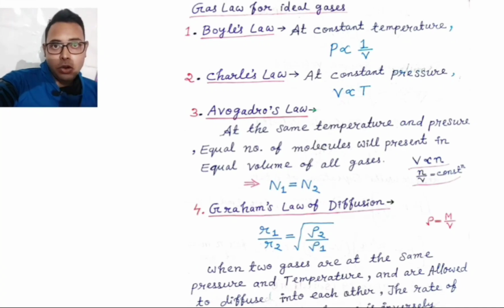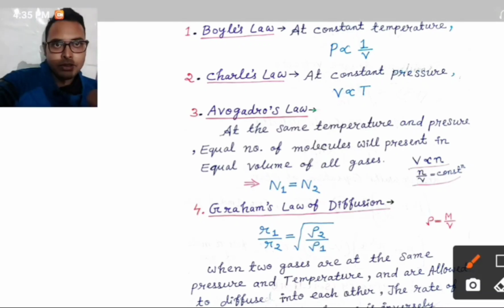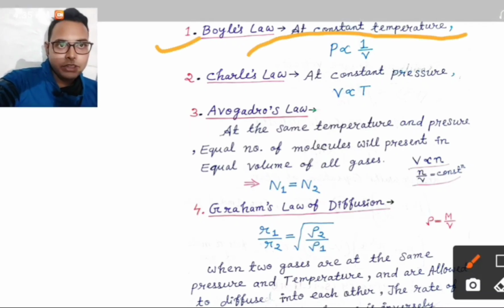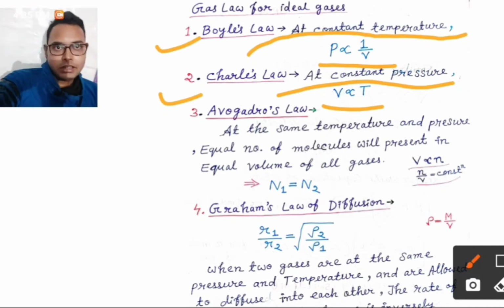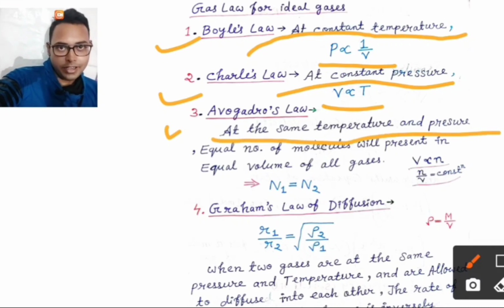Gas laws for ideal gas. For an ideal gas there are some laws. This is Boyle's law: at constant temperature, P is proportional to 1 by V. According to Charles's law, at constant pressure, V is proportional to T, right?